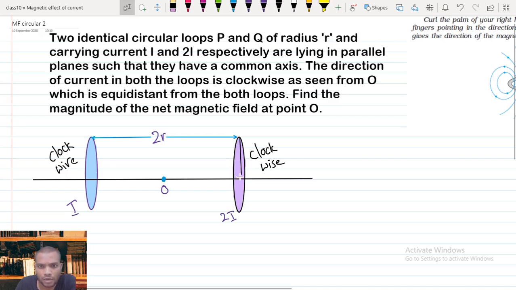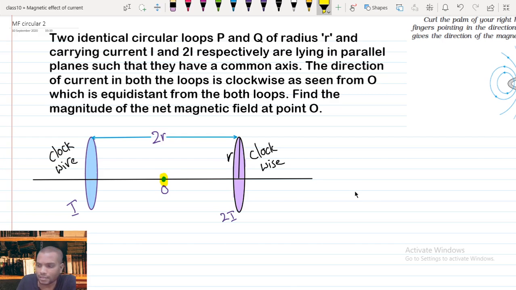But they both have a common axis. On the common axis, they are separated by a distance of 2r. The current in one loop is I and the current in the other loop is 2I, and the direction of current is clockwise. We need to find the magnitude of the magnetic field at a given point O.